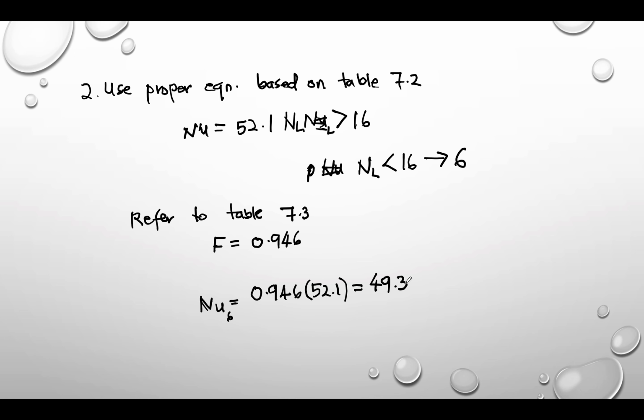After you determine the Nusselt number from table 7.2 and refer to table 7.3 to find the correction factors, you have to multiply both of these values in order to get the corrected value for the Nusselt number. So from the equation, that is number 2.